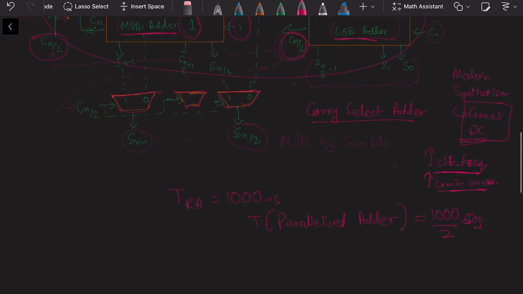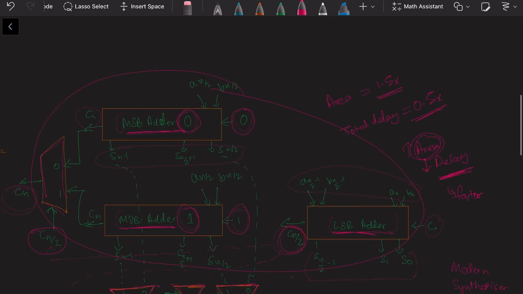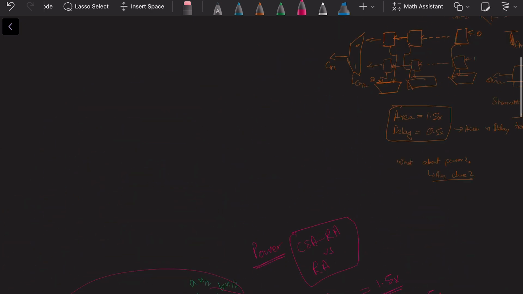Also, I have a question for you. What happens in this scenario to the power of the circuit? How does the power of a carry select adder compare with the ripple adder? Please let me know. Thank you.